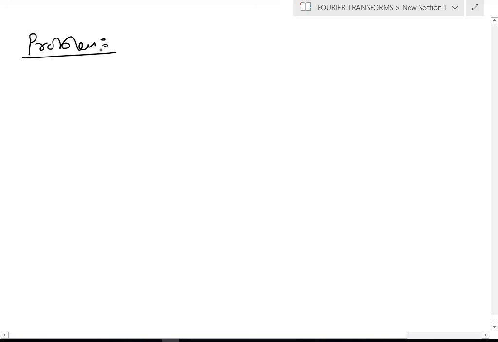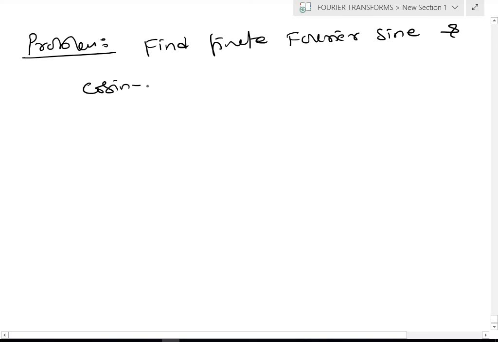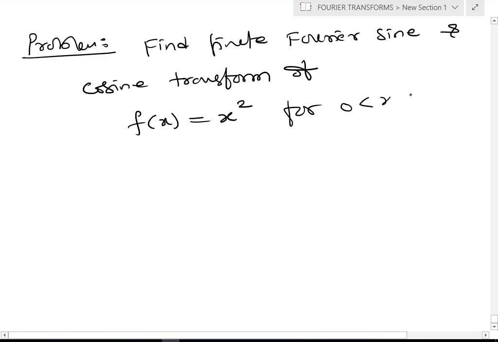Find the finite Fourier sine and cosine transform of f of x equal to x square for 0 less than x less than 4. Okay, so this is very simple.